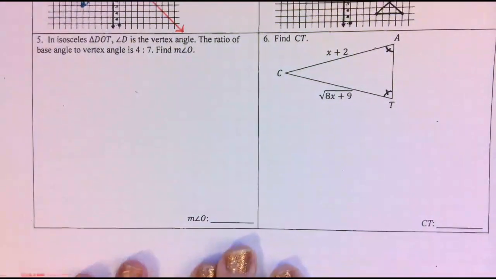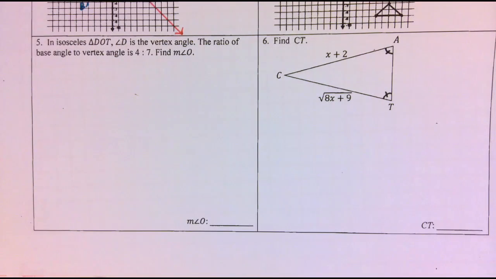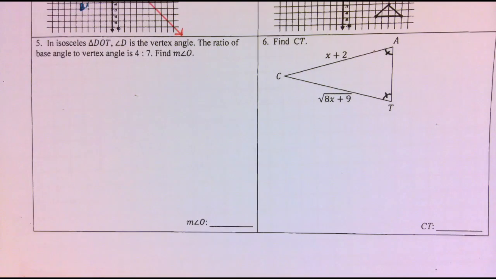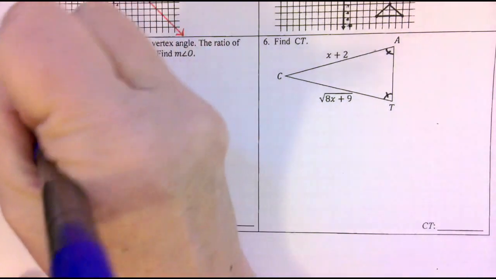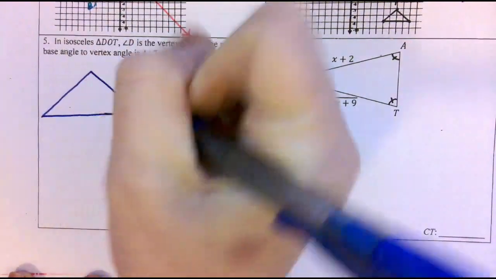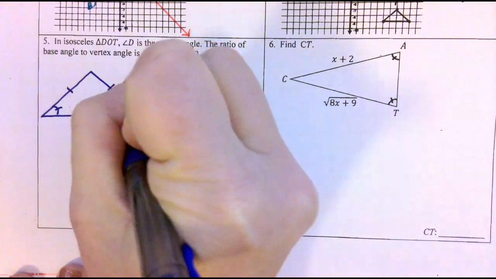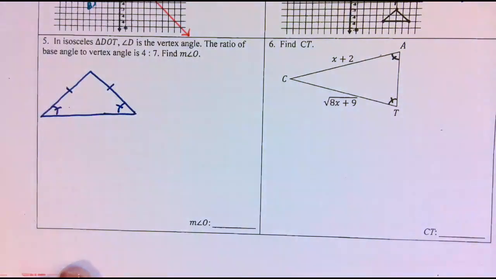So here in isosceles triangle DOT, we're told that D is the vertex angle, and the ratio of base angle to vertex angle is 4:7, and we want the measure of angle O. So let's draw a picture. And I'm saying, okay, it's isosceles. So I have two congruent sides, and I would have two congruent base angles. And again, I can never really draw this to scale. I don't know exactly what each measure is going to play out to be just yet.